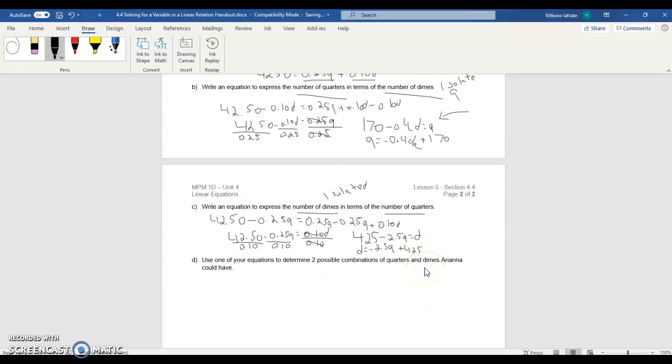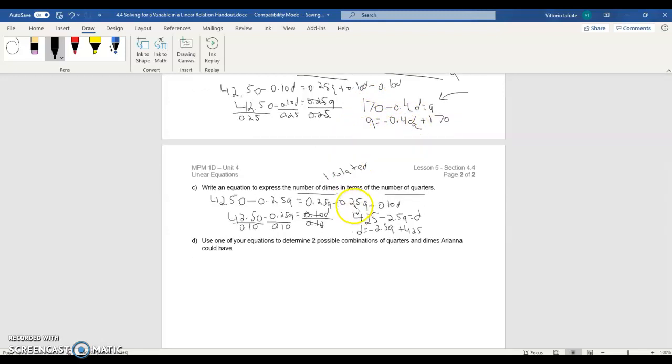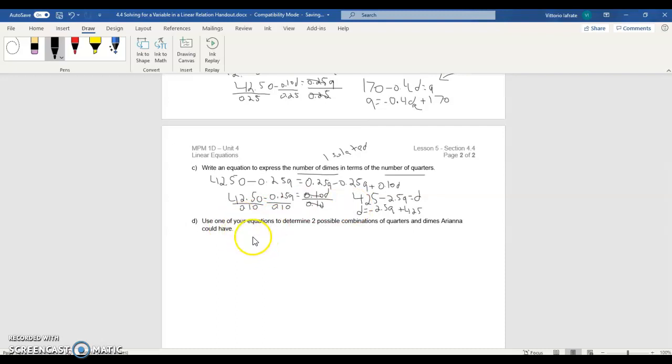And so these two equations really help us find similar things. For example, if I had a certain number of quarters, I could figure out how many dimes I would have to satisfy the equation. Or if I had a certain number of dimes, I could figure out how many quarters I would need to have to satisfy this equation here. So it depends what you're looking for. And you'll see what I mean when I do question D over here.